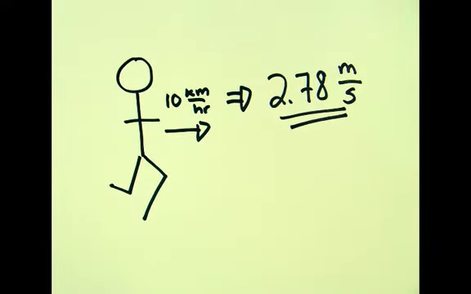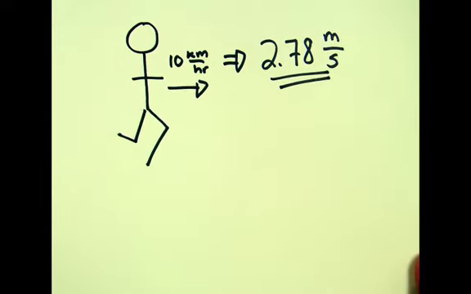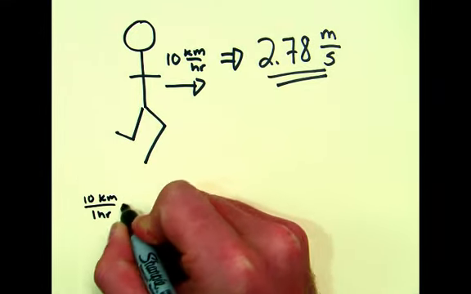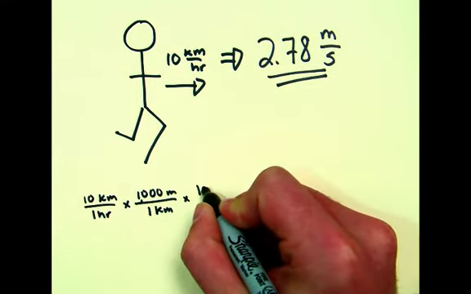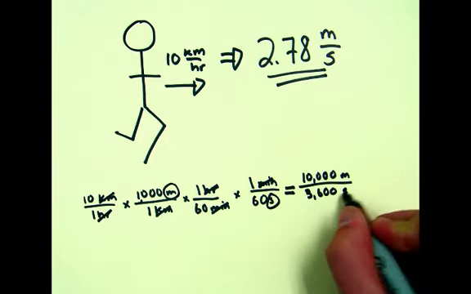If you're being careful, you can also do all of this in one step without having to rewrite your quantities all over again. Watch this. Starting with 10 kilometers for every 1 hour, you can convert kilometers to meters, hours to minutes, and then minutes to seconds. And when you multiply through, you're left with your answer.